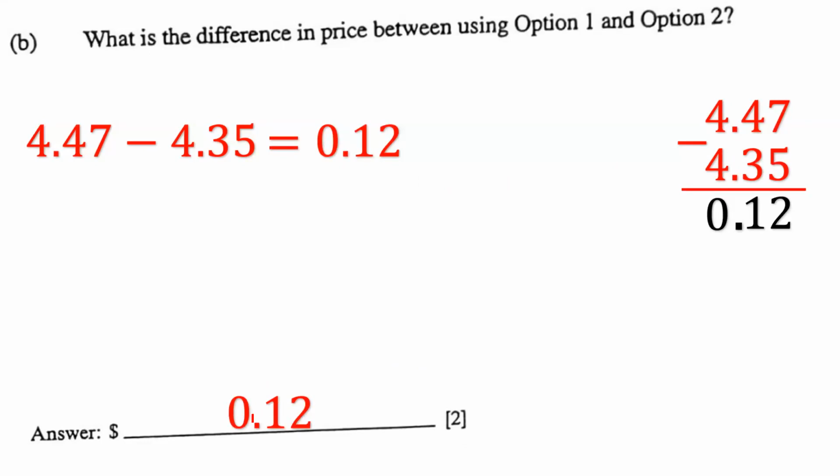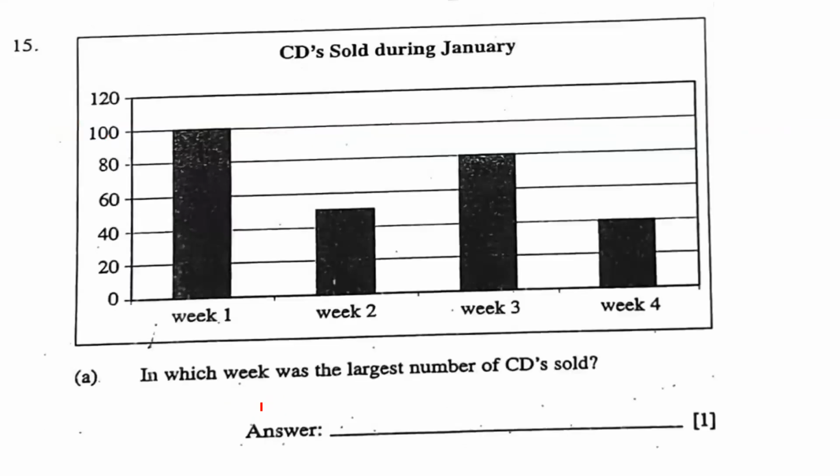Okay, 0.12, which is 12 cents. Okay, let's move on to number 15. Here we have a bar chart, and it tells us the CDs sold during January. And they asked us in which week was the largest number of CDs sold.